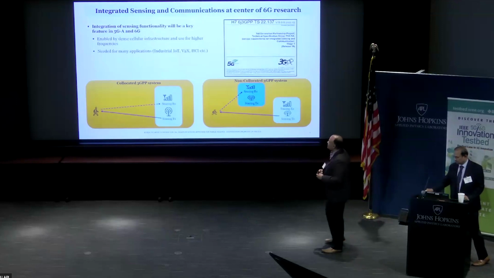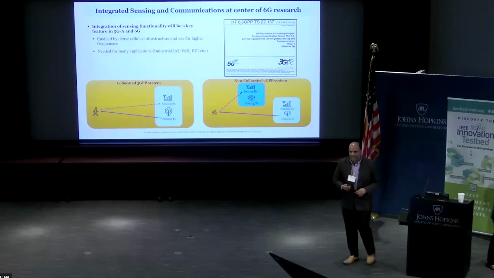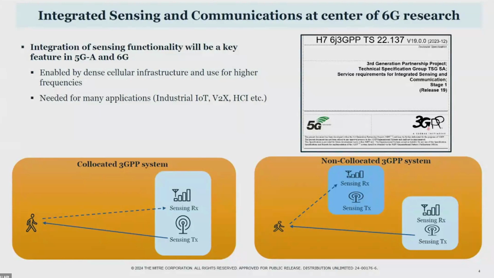And they also have something called a non-collocated 3GPP system, where the transmitter and the sensing receiver are not collocated. So there are two different base stations, for example, and one of them is transmitting, and the reflections from an object can be sensed at a different base station. So that's the non-collocated part. And if you are from a radar community, you would immediately see this as a monostatic and a bistatic configuration.